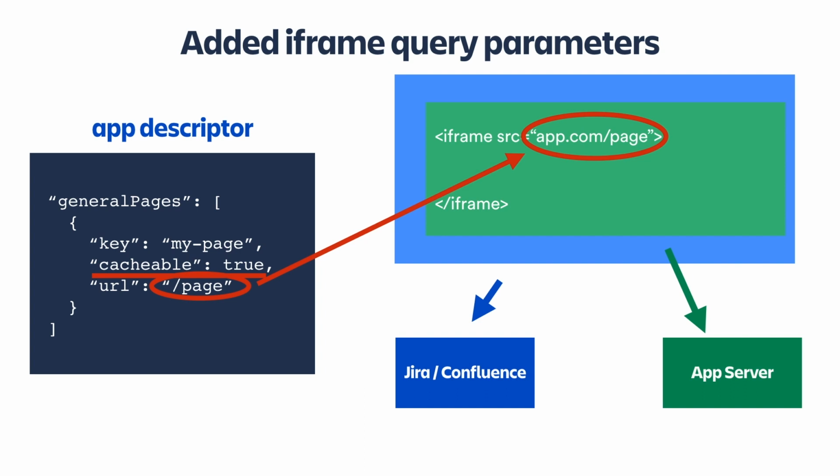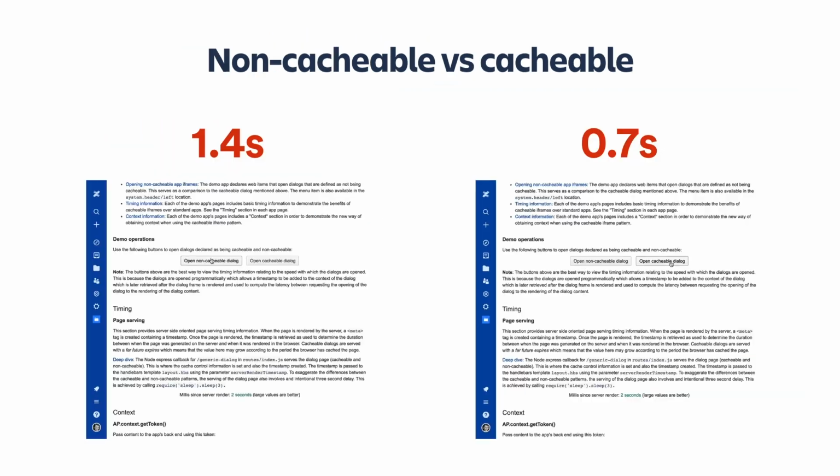Obviously, removing all the extra query parameters makes it a lot more cacheable. So just to be clear, if the module is declared as cacheable, the iframe will get exactly the same URL declared in the app's descriptor. No extra query parameters are added by Connect.